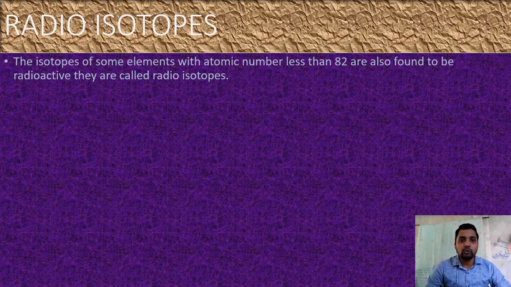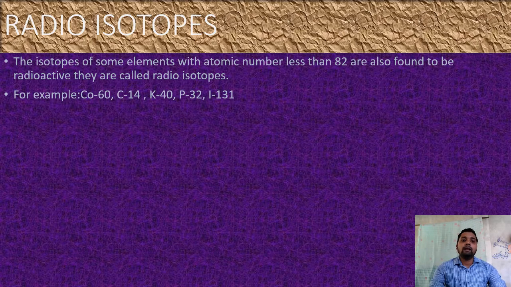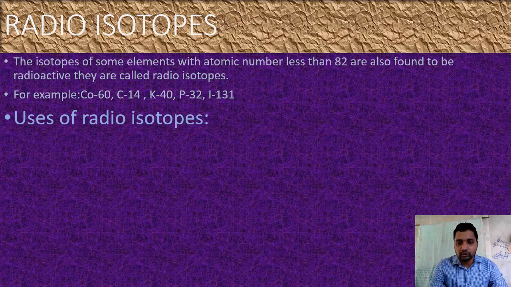Radioisotopes are isotopes of elements with atomic number less than 82, and they continuously or spontaneously emit radiation. In this category we have cobalt 60, carbon 14, potassium 40, phosphorus 32, and iodine 131. These radioisotopes have various uses. They are used in the engineering sector, in the medical sector, and for different research.